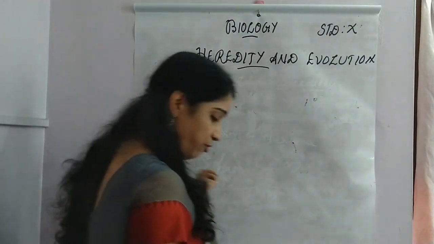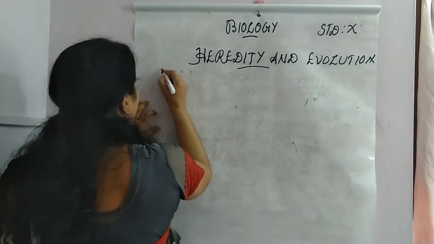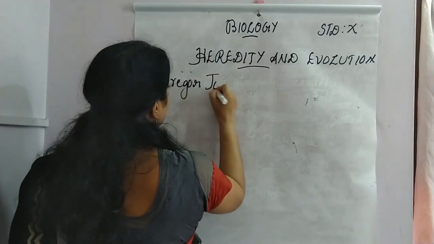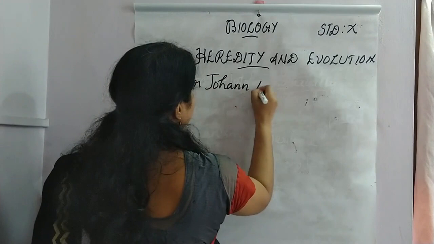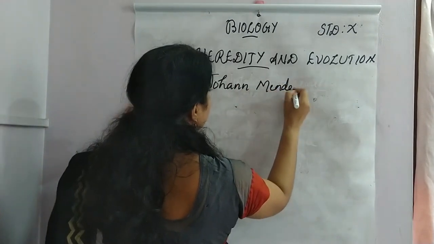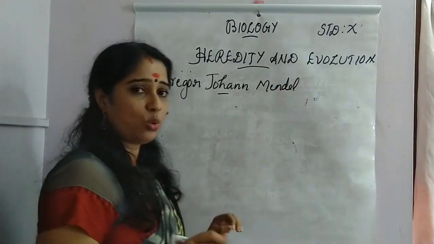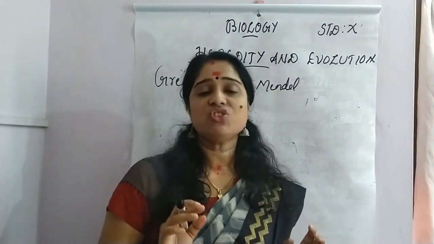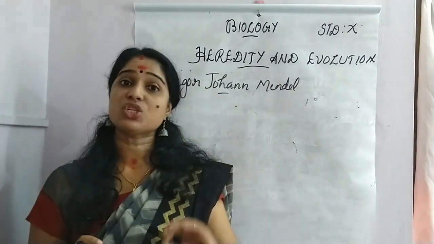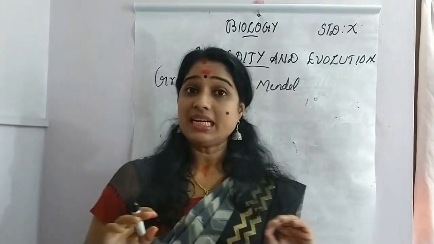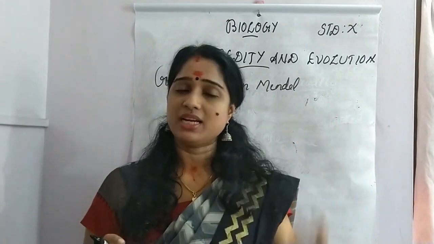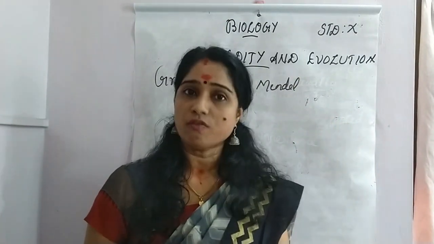It was put forward by the scientist Gregor Johann Mendel. One more question you can expect. He was a scientist who explained how these characters, or some features, are transmitted from parents to the offspring. He clearly explained how only some features are transmitted from parents to the offspring.